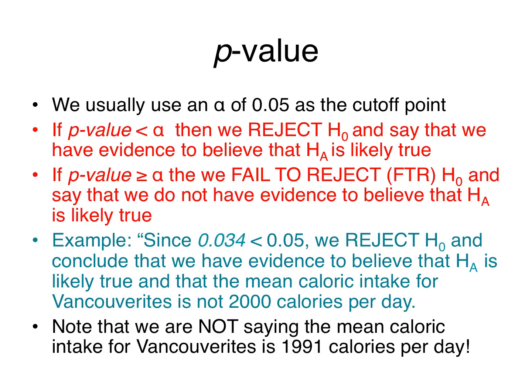So if this is 0.05, then the probability that we will reject our null hypothesis when it's actually true is 5%. If our p-value is equal to or greater than our alpha, then we fail to reject the null hypothesis and do not have evidence to believe that the alternative hypothesis is true.